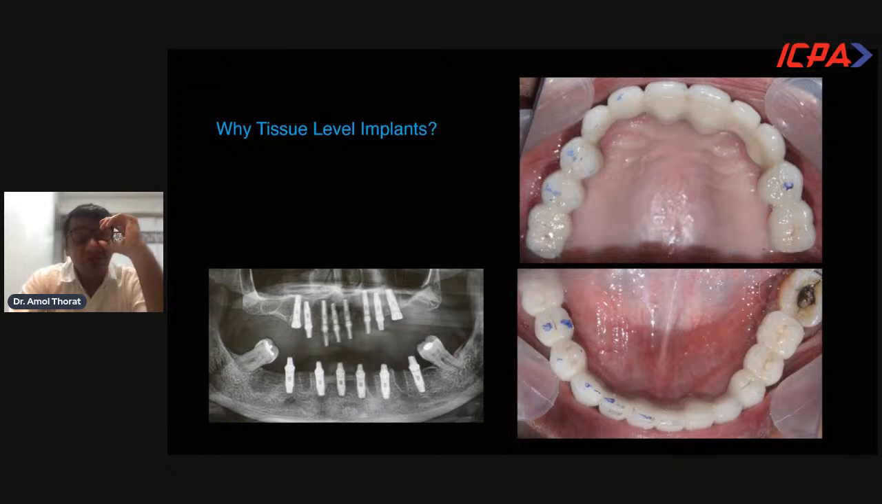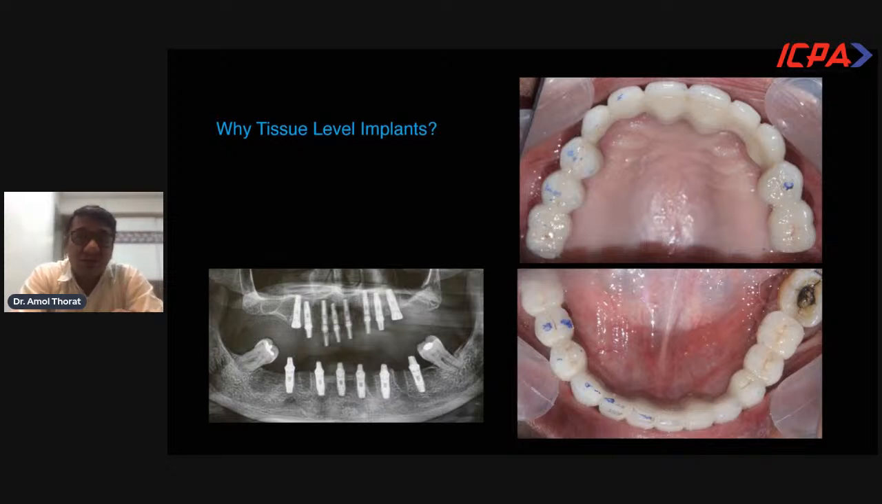Another advantage of tissue level implants is, if you see, the crestal part is divergent. So when you have this divergence at the crest and you are placing these implants in the maxillary posterior region below the maxillary sinus, especially if you have done a sinus lift procedure, I have seen, even a couple of my implants have gone into the sinus at a later date.